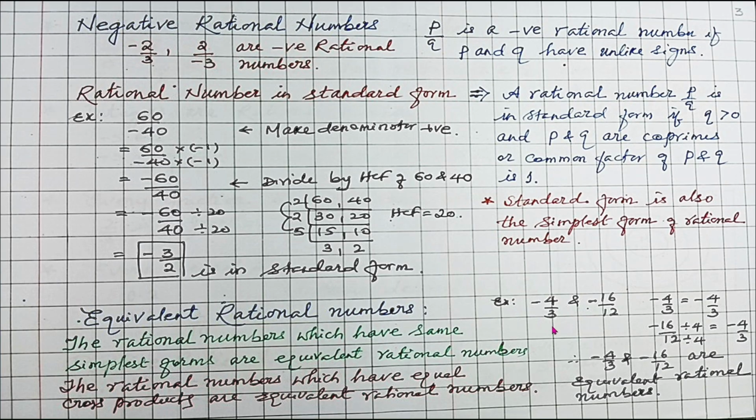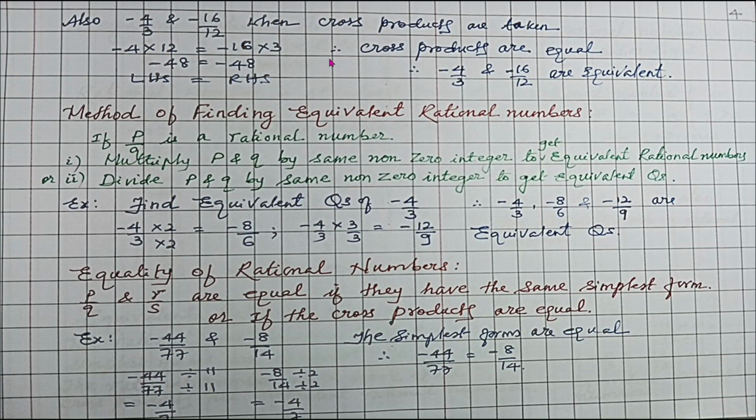So please remember that. Also, if you take the cross product, minus 4 into 12 is minus 48, and 3 into minus 16 is minus 48. LHS is equal to RHS, the cross products are equal, therefore these two rational numbers are equivalent rational numbers. So to find whether the given rational numbers are equivalent or not, find their simplest forms. If the simplest forms are equal, then they are equivalent. Or find their cross products, and if the cross products are equal, then also the rational numbers are equivalent.